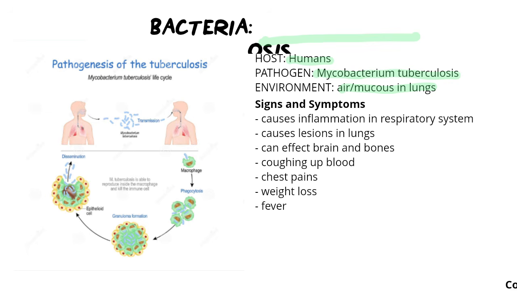Now, when it comes to signs and symptoms, the first main thing that you can see is inflammation of your respiratory system. So your lungs become swollen, inflamed, and they lead to lesions. A lesion is a sore, and it oozes blood slowly. And TB can also move into your brain and your bones, which is quite serious and terminal if left untreated. And all of this inflammation in your respiratory system can lead to you coughing up blood, which is a very, very common symptom and a very clear indication that you potentially have TB.